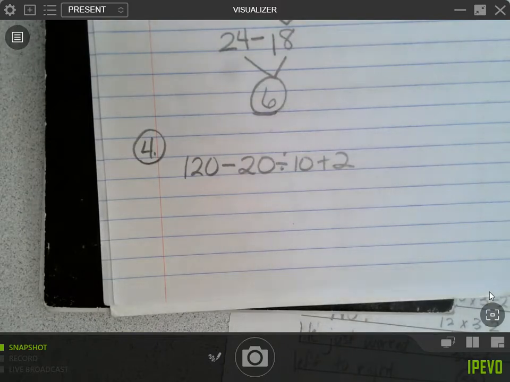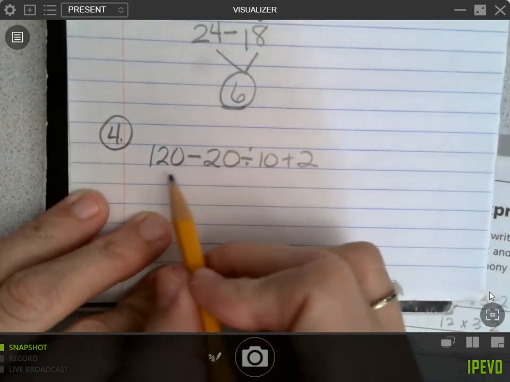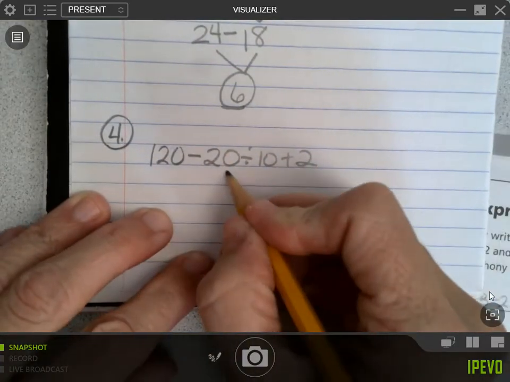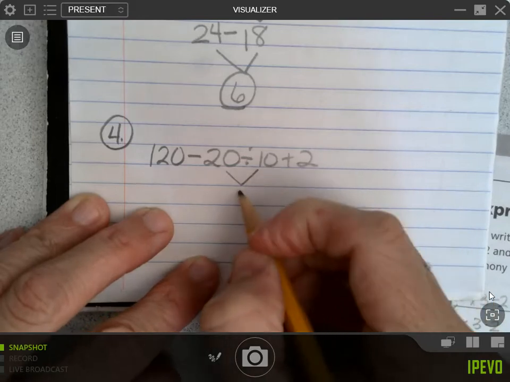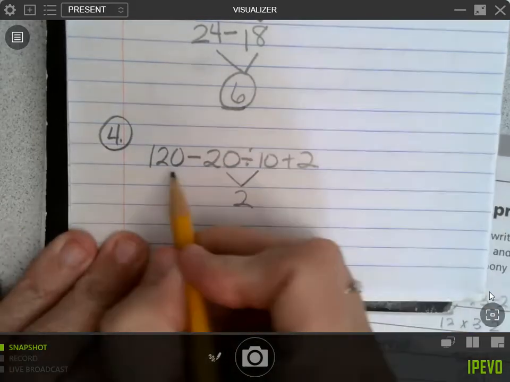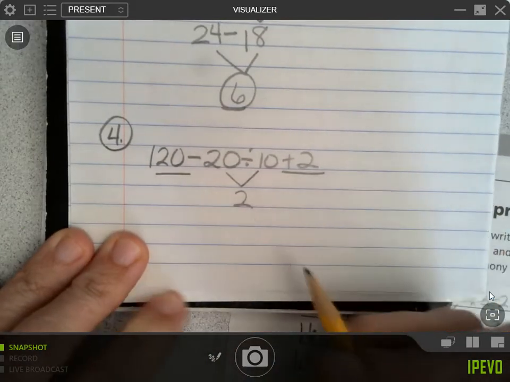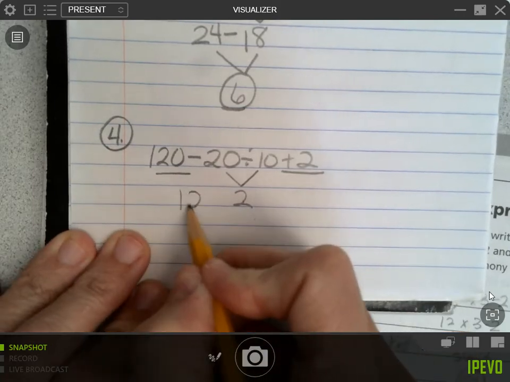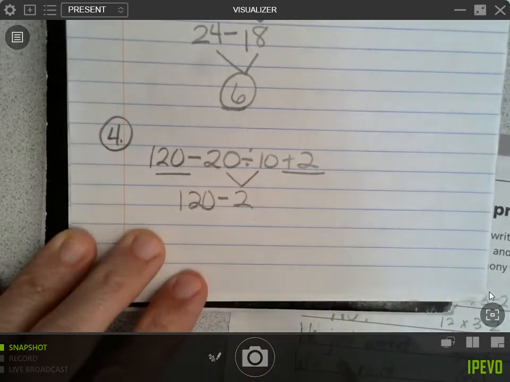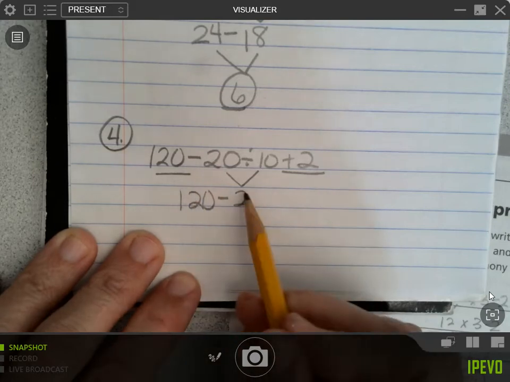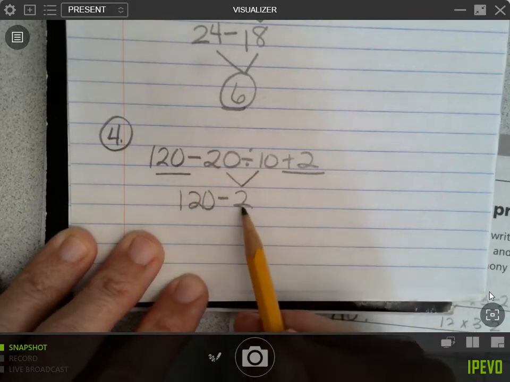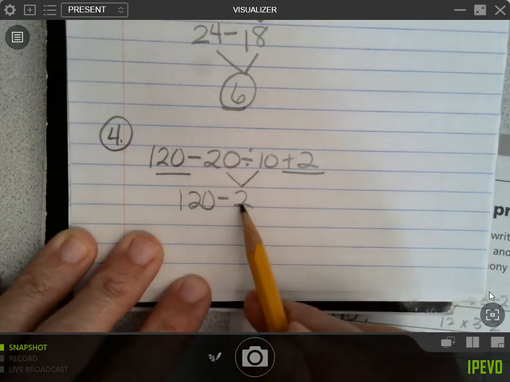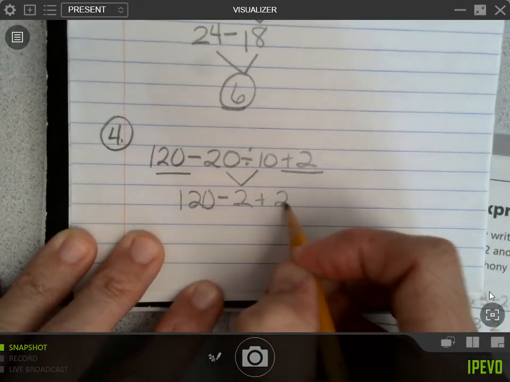Let's see, no parentheses, no exponents. Multiply, divide. All right, I see dividing. I'm going to do that first. 20 divided by 10 equals 2. Anything I haven't evaluated yet is coming down in its same spot. So I have 120 minus at the front of my expression. I've solved 20 divided by 10, and now I have to put the plus 2.